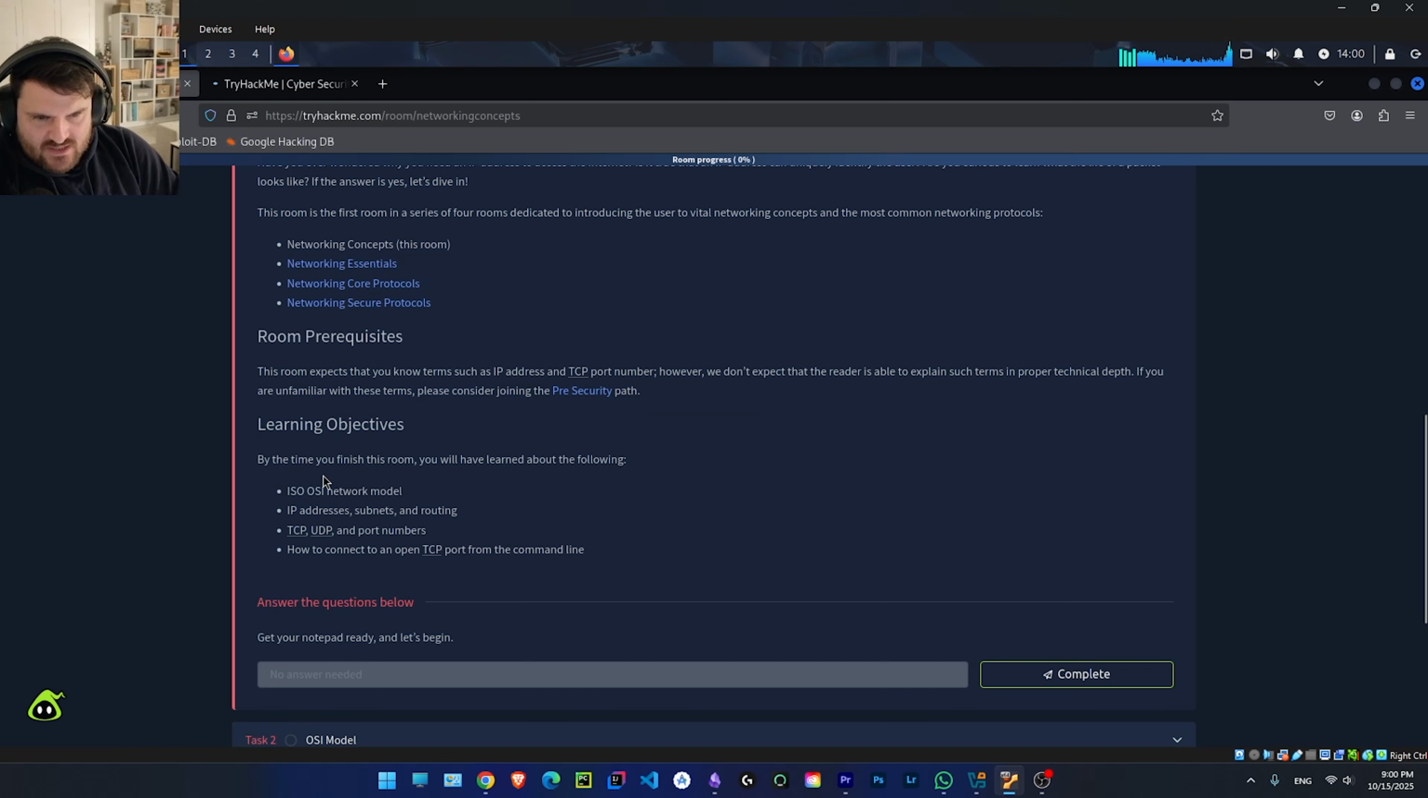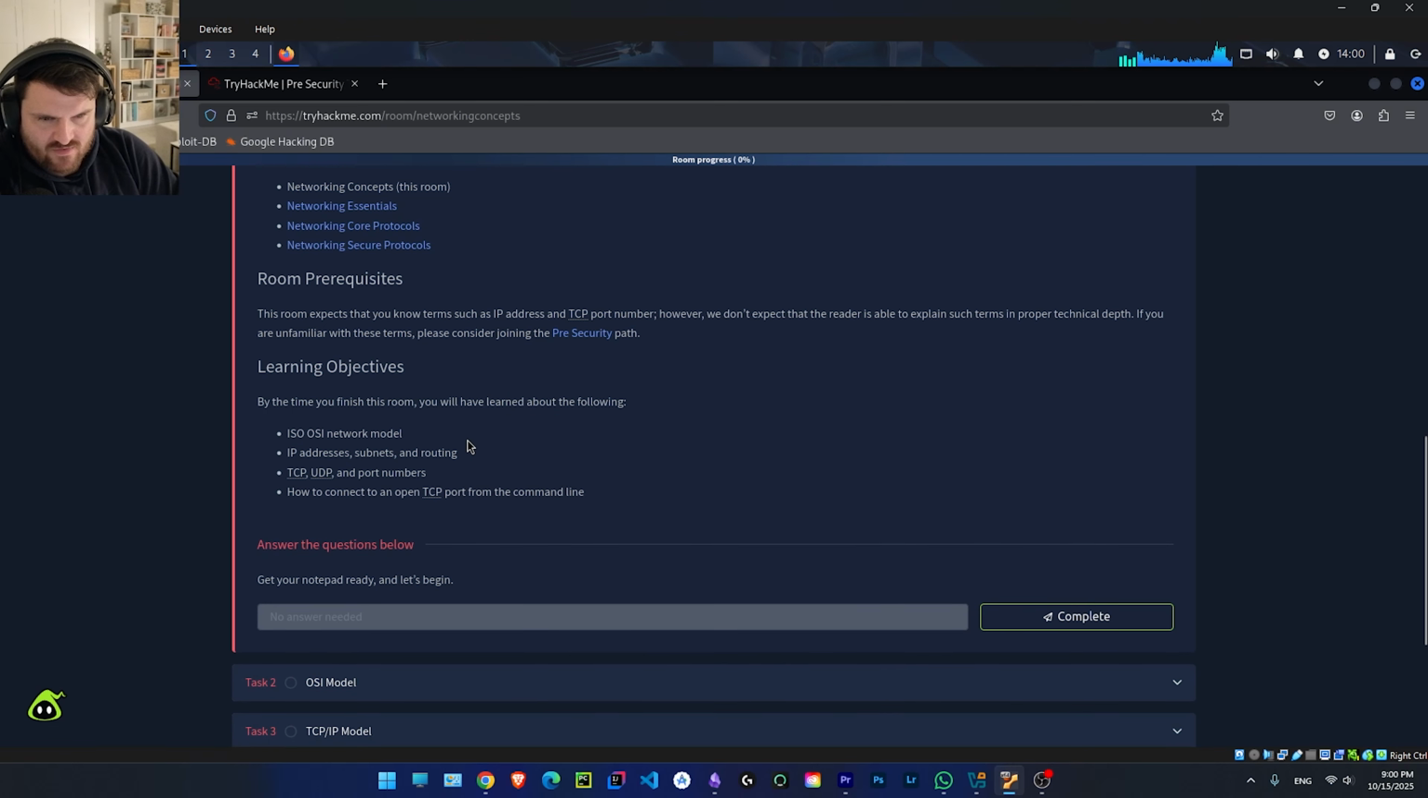Learning objectives. By the time you finish this room, you will have learned about the following: the ISO OSI model, IP addresses, subnets, and routing, TCP, UDP, and port numbers, and how to connect to an open TCP port from the command line.